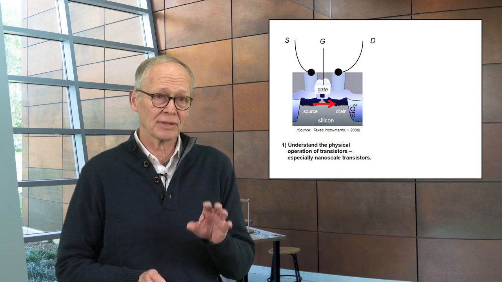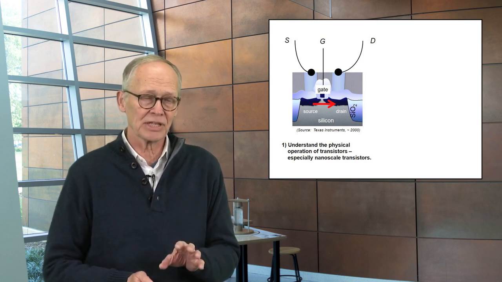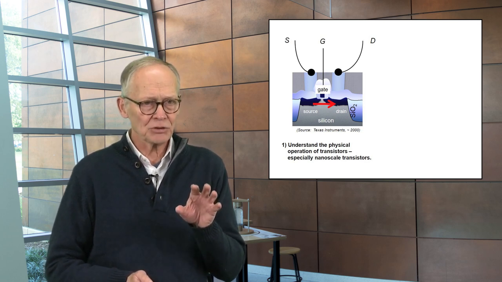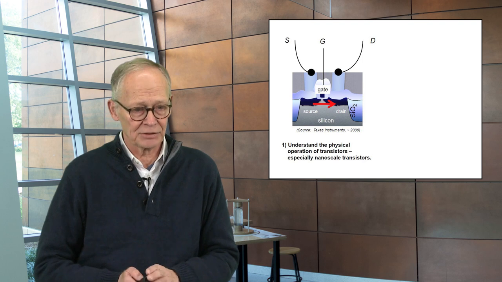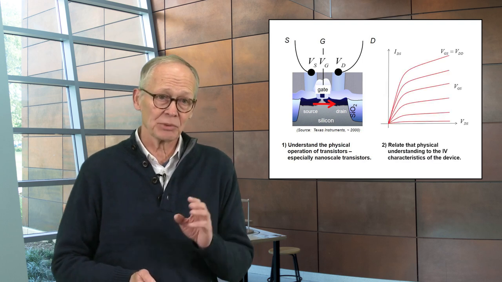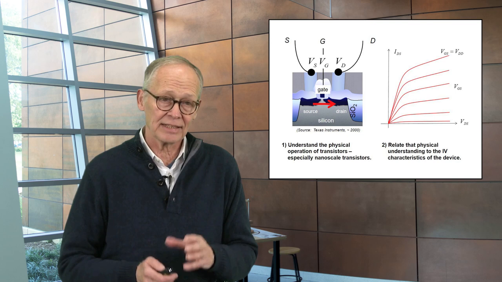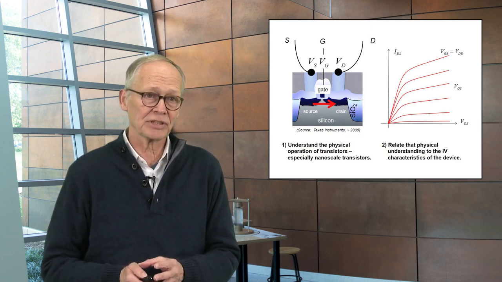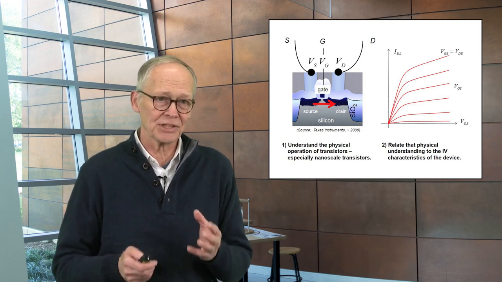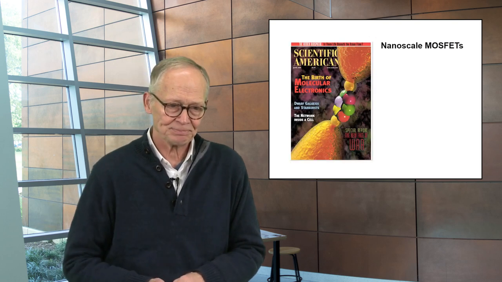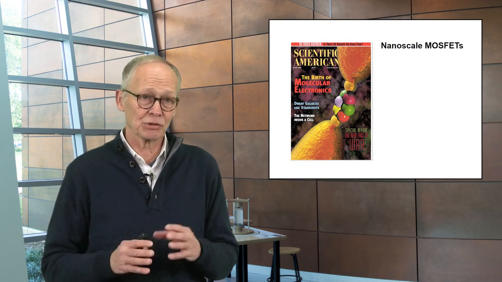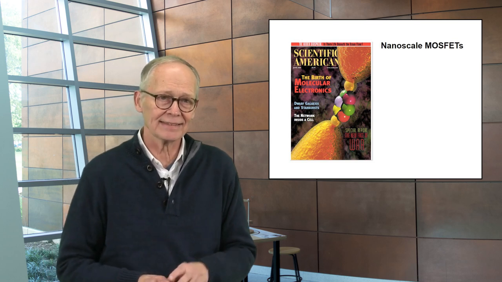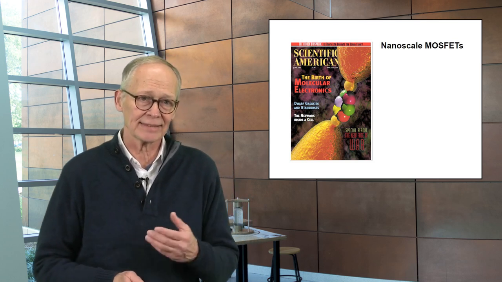That's the first objective of this course, to understand the physical operation of this device, how we relate the voltages that we apply to the terminals to what goes on inside the transistor. The second objective is to relate that physical understanding to the current voltage characteristics of the device and to discuss how those current voltage characteristics impact the performance of digital and analog electronic systems. Now, we'll be discussing the traditional theory of the transistor as it was first developed in the 1960s and then refined and extended in the 70s and 80s.